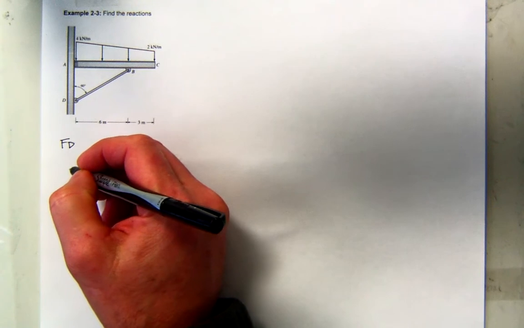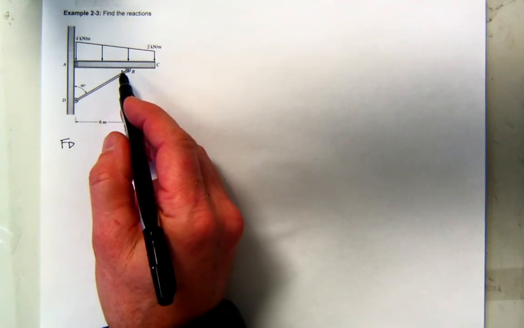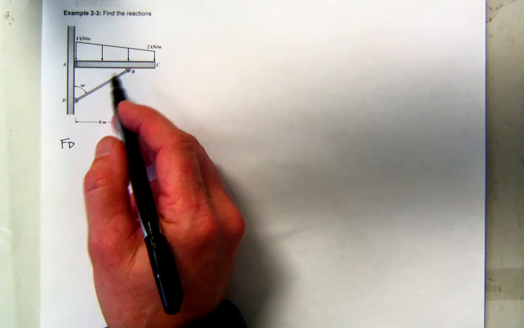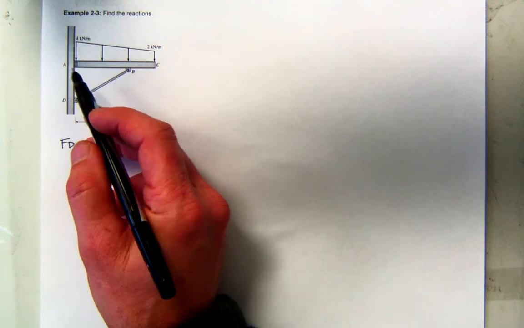Yeah. How did you know there's no moment at A? It's a pin. Right? All pins don't have any moment. Right? Same thing at this pin here at A. If I sum moments at A, what should it be? There's no reaction moment there, right?